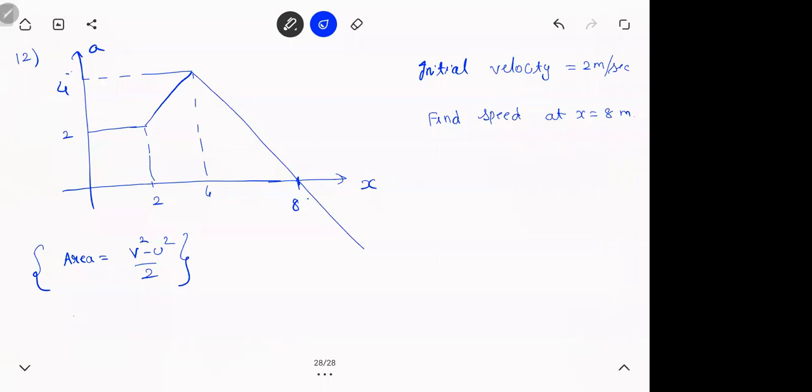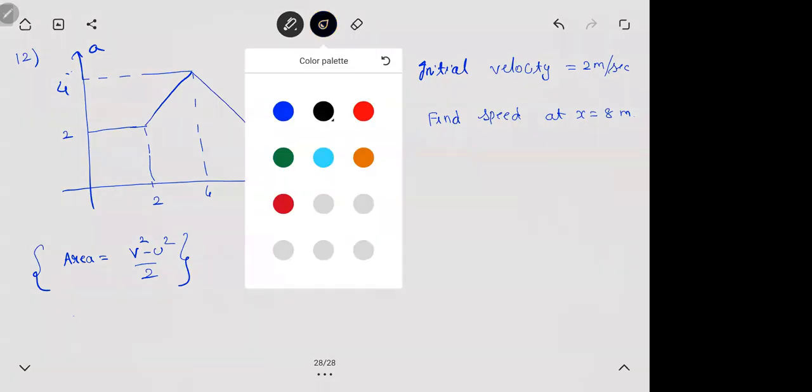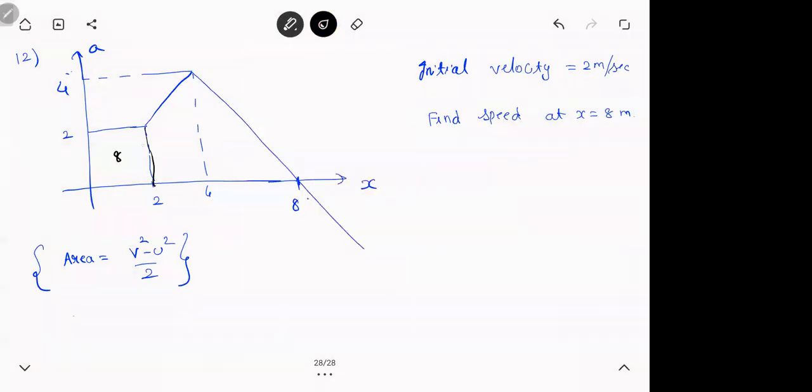Let's see, easy only. You do it on a different graph. I'm just showing here. First, this small rectangle is 8, this rectangle is 8, this rectangle is 4, and this thing is half base into height, 4 into 4. No, wait, I did it wrong. This is 4, this is 2, and this is 8. Right? I divided this thing into 2 rectangles and triangles.